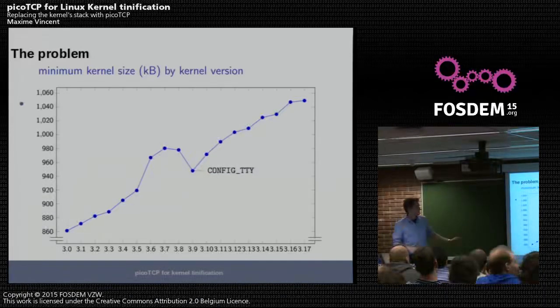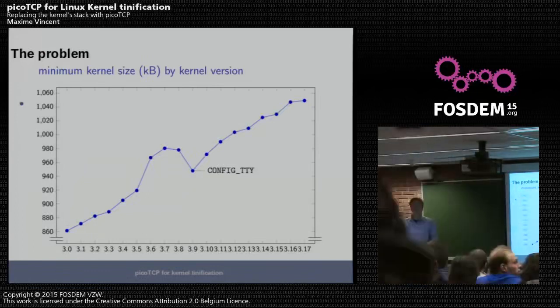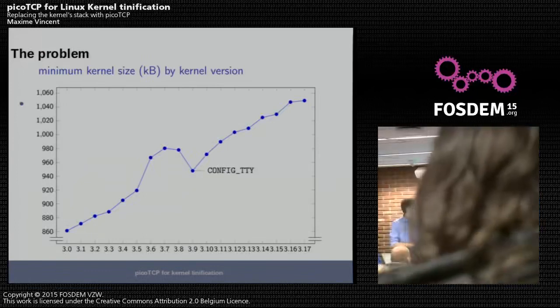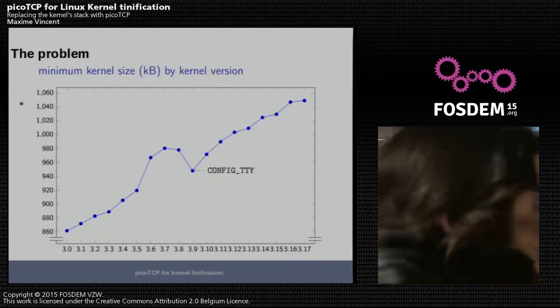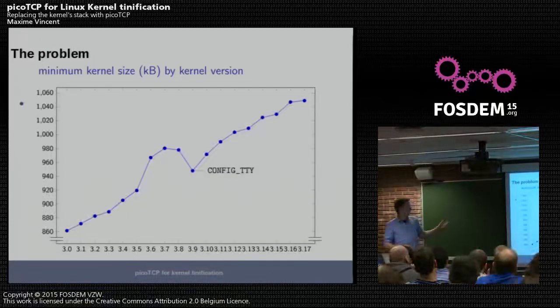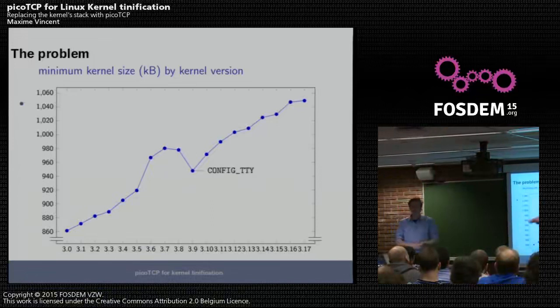And what we see is that it's steadily growing. So your kernel is getting bigger and bigger with every version you get. There's a small bump there when the option was introduced to compile out the TTY, but other than that, it's always increasing. And this is not a good thing for tiny embedded systems.